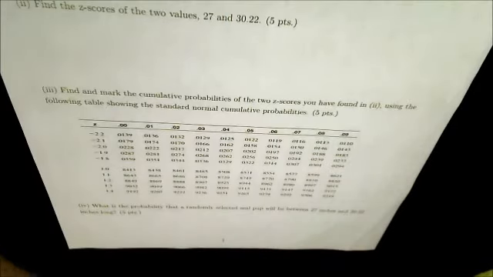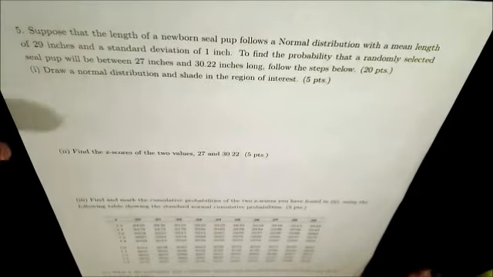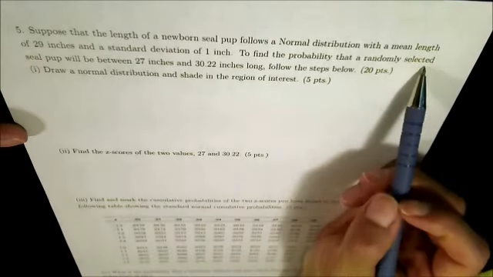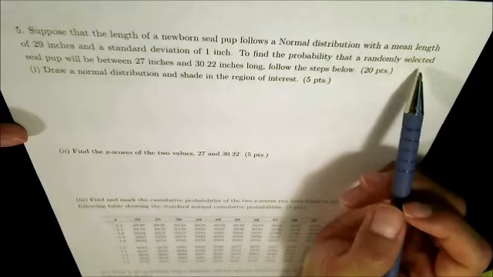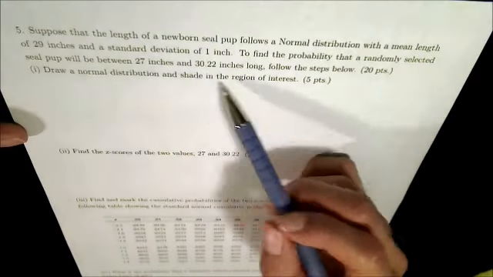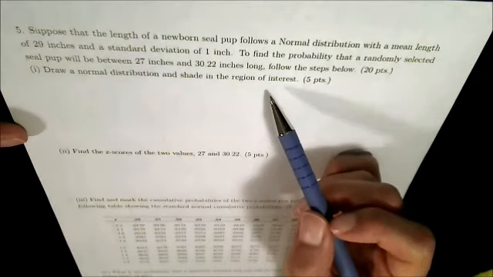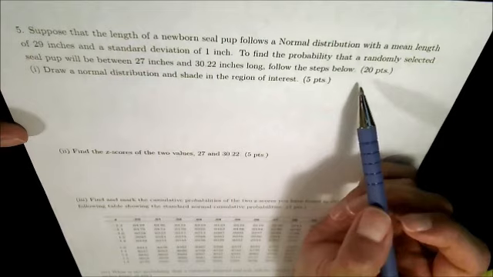Problem number 5. Suppose that the length of a newborn seal pup follows a normal distribution with a mean length of 29 inches and a standard deviation of 1 inch. To find the probability that a randomly selected seal pup will be between 27 inches and 30.22 inches long, follow the steps below.